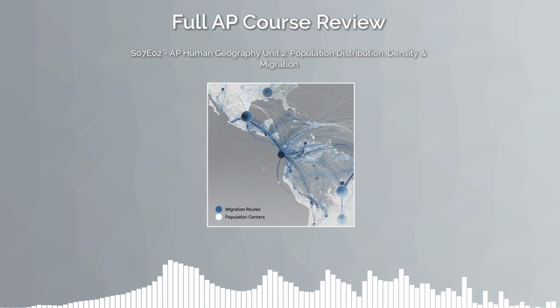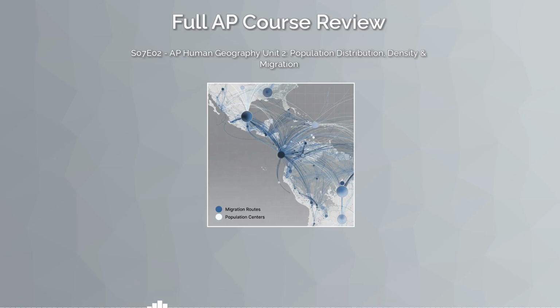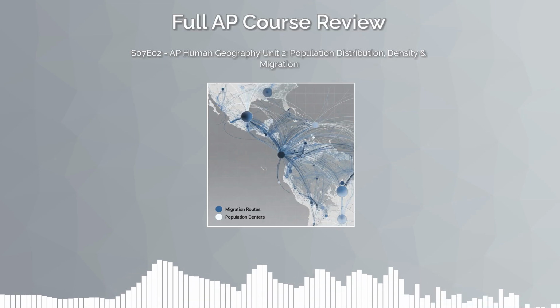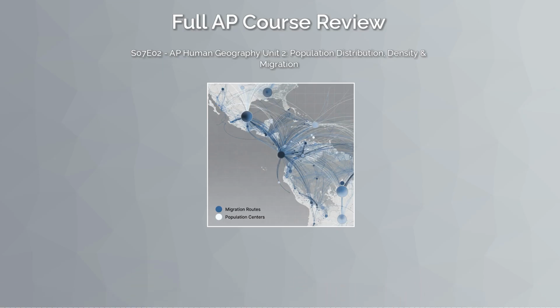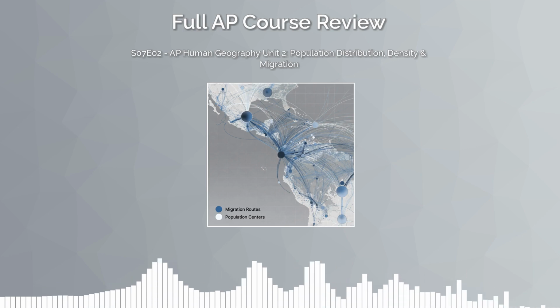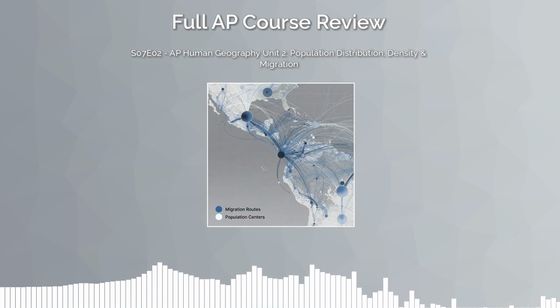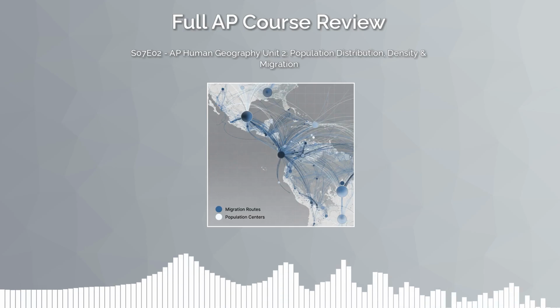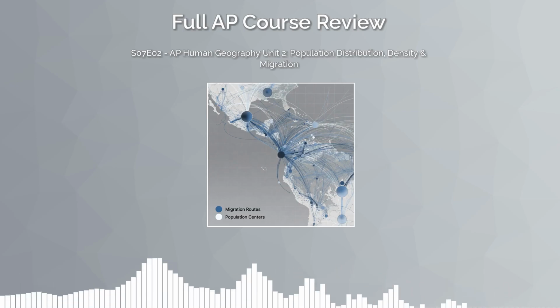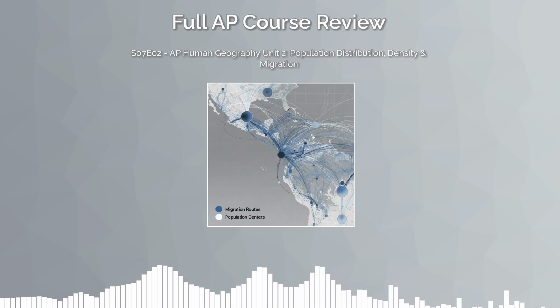A positive NIR means a population is growing naturally. A negative NIR, common in Stage 5 countries like several Eastern European nations, means more people are dying than being born. This concept connects directly to Unit 2's discussion of population pyramids. A country with a negative NIR will show a population pyramid that's narrow at the base and wider in the middle and top, a shape sometimes called an inverted or constrictive pyramid.